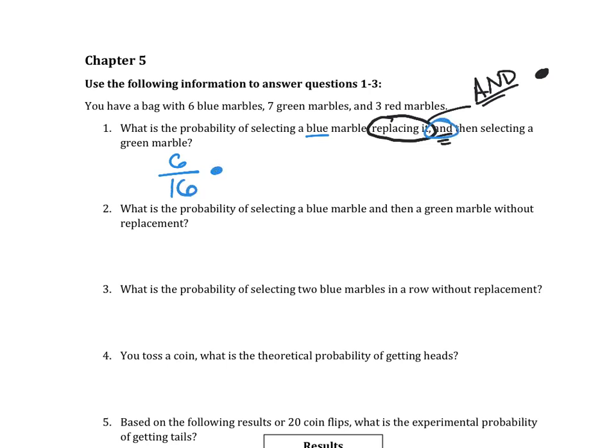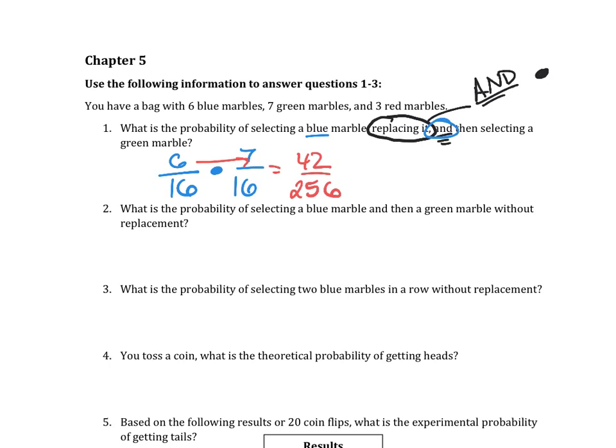And multiply, we want to draw a green marble. So 7 green marbles, and since we put it back, we still have all 16 marbles to deal with. So 6 times 7, we multiply straight across, is 42. 16 times 16 is 256. But we can reduce, the midterm is most likely going to have all those possible solutions in reduced form.